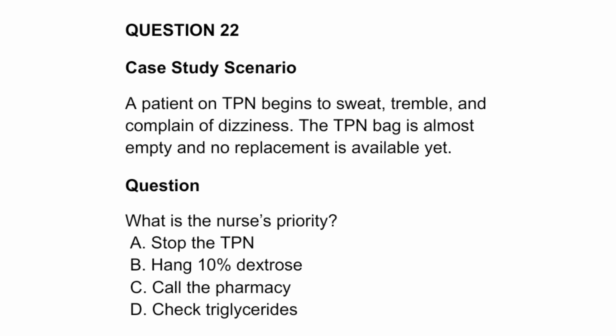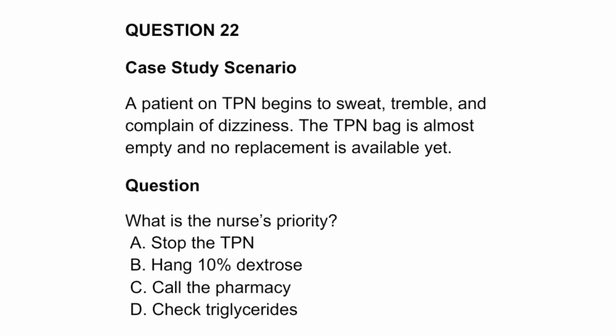Question 22. Case study scenario. A patient on TPN begins to sweat, tremble, and complain of dizziness. The TPN bag is almost empty and no replacement is available yet. Question: what is the nurse's priority?